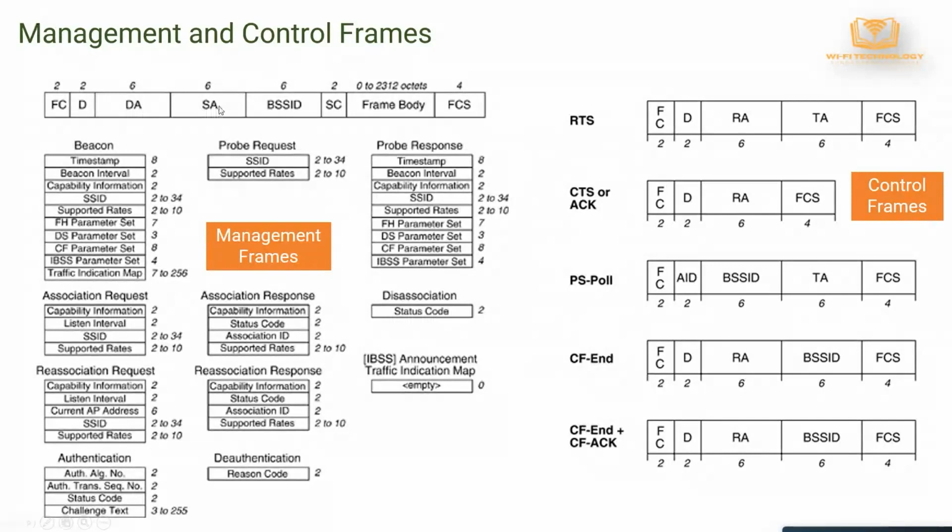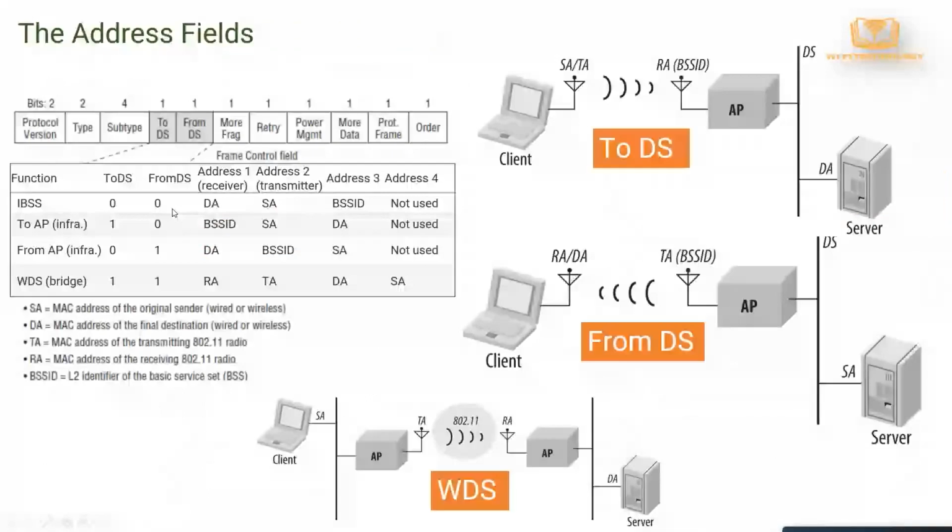Why is it doing that? Because From DS and To DS are set to 0. If you go back to this slide, the From DS and To DS bits are set to 0, which means the first address field is the destination address, the second address field is the source address, and the third address field is the BSS ID. Right. So if you go back to the current slide again, the first address is the destination address, the second one is the source, and the third one is the BSS ID.